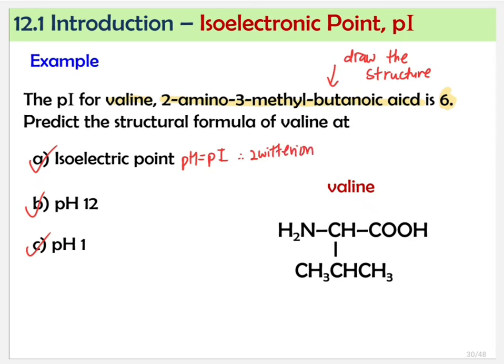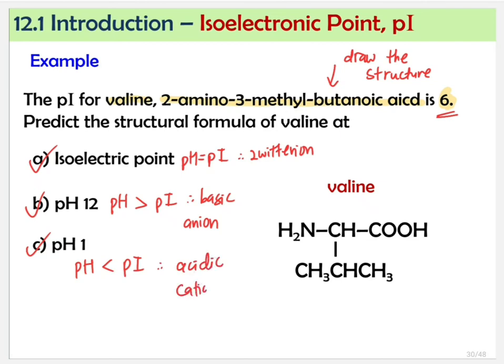Okay, what about pH 12? So, kalau 12, maksudnya pH ini lagi tinggi daripada Pi value sebab Pi is 6. So, this is basic solution. Kalau basic, dia akan exist sebagai anion. Okay, next, pH is 1. Means pH is less than Pi. Okay, because Pi is 6. Therefore, this is acidic solution where the amino acid will exist as cation.